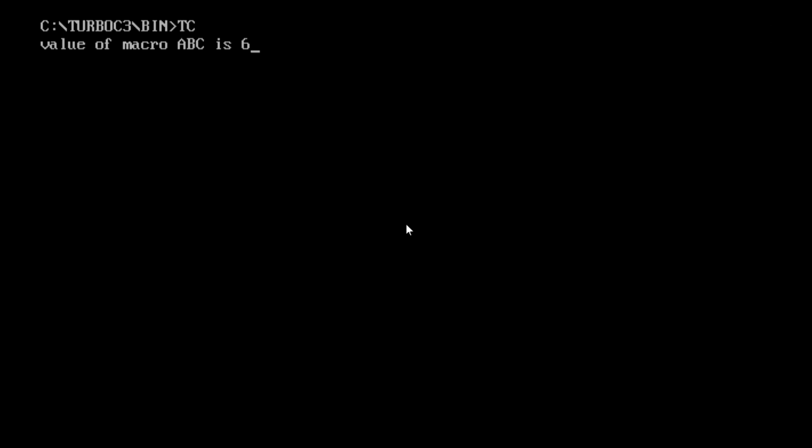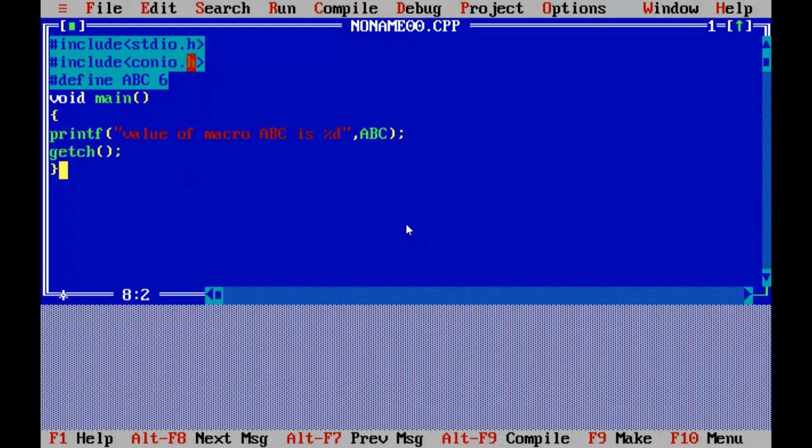So you can see this ABC is 6. The value of ABC is 6. After compilation, 6 is given as output, and you are able to see 6 is here. When you are declaring your macro, or calling your macro with respect to printf, automatically the 6 is getting displayed. So this is basically a simple instruction given to the preprocessor by the developer.